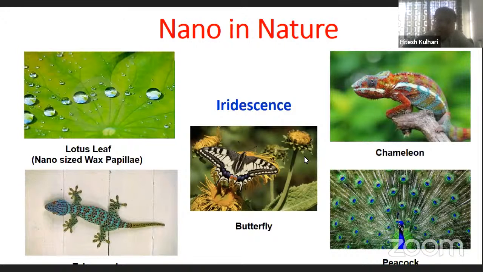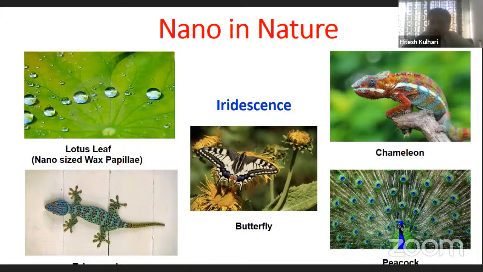And there is another phenomenon that we call iridescence. Iridescence is a phenomenon related to structural colors. Some surfaces have different structures, made up of micrometer-size and nanoscale-size features. When light falls on them, or if you look at them from different angles, you will get a different color, like how butterflies have various types of colors.